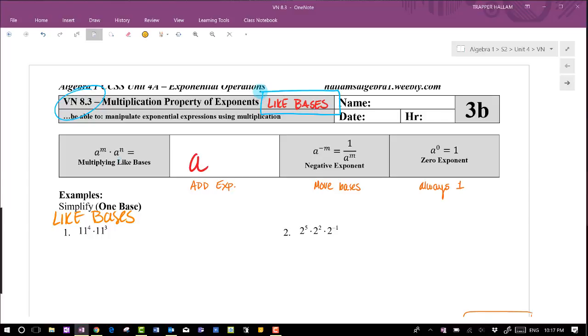All right, so this property is the property of multiplying like bases. A being the base is the large number, correct? And if they're the same number or variable, whatever it happens to be, then you take whatever their exponents are, and you combine that base into one, and you add the exponents. Whatever the two exponents happen to be, you add them together. That's what it ends up becoming. Okay, so that's what we're going to explore today.